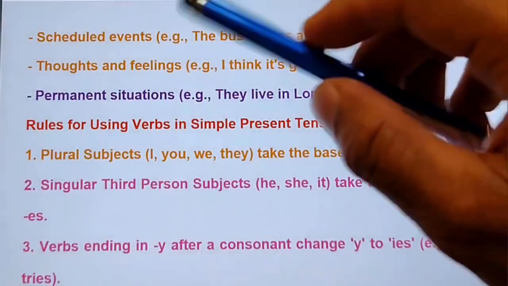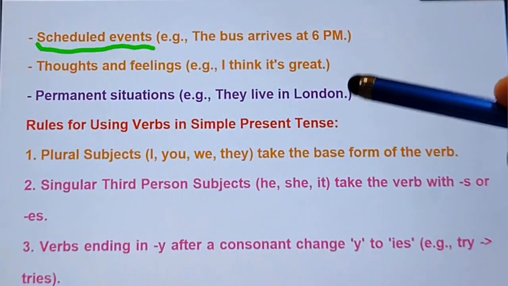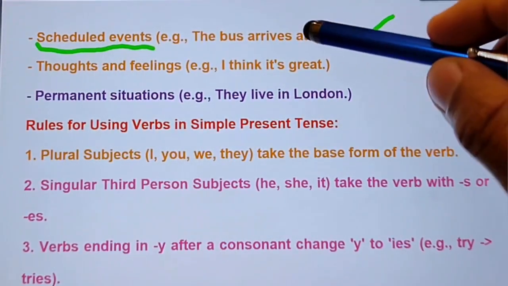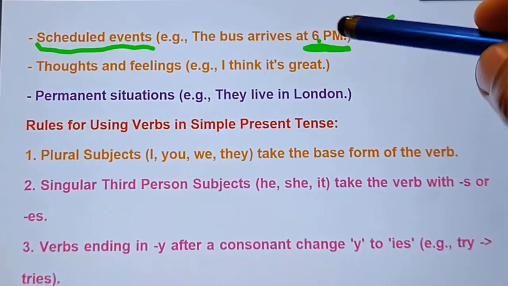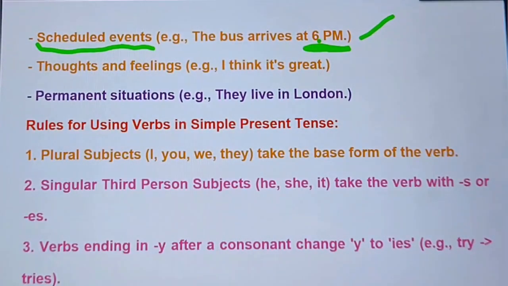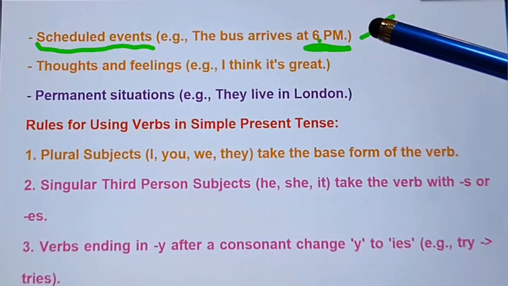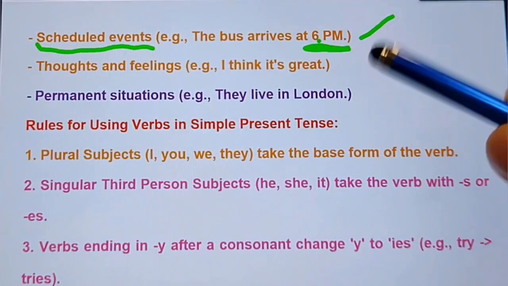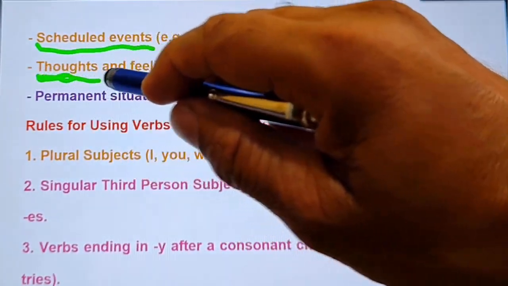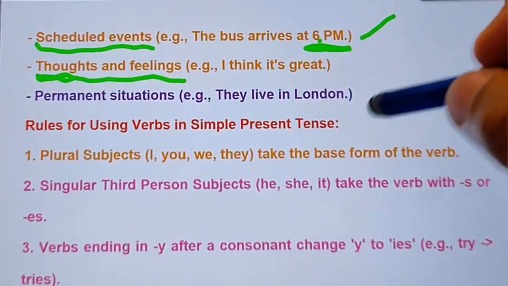Let's further describe where we use simple present tense. We use simple present tense in scheduled events. For example, the bus arrives at 6 p.m. The 6 p.m. is a scheduled time. Every day the bus arrives at 6 p.m. That's the scheduled event. Therefore, we use simple present tense here. And next, we use simple present tense for thoughts and feelings. For example here, I think it's great.